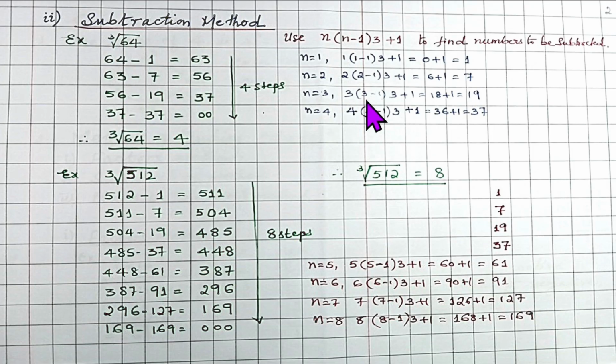Now when n is 3, then 3 minus 1 is 2, 2 into 3 is 6, and 6 into 3 is 18, plus 1 is 19, so 19. Then when n is 4, then 4 minus 1 is 3, 3 into 3 is 9, 9 into 4 is 36, plus 1 is 37, and therefore that is 37.